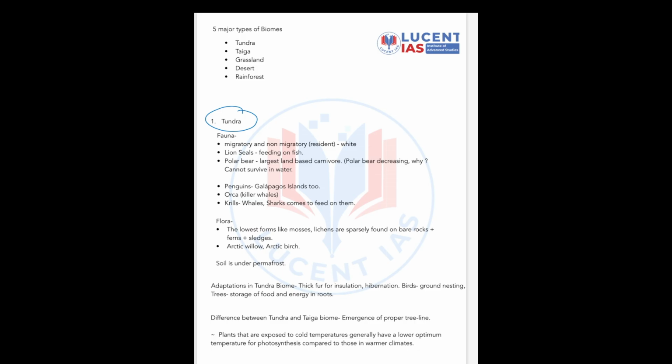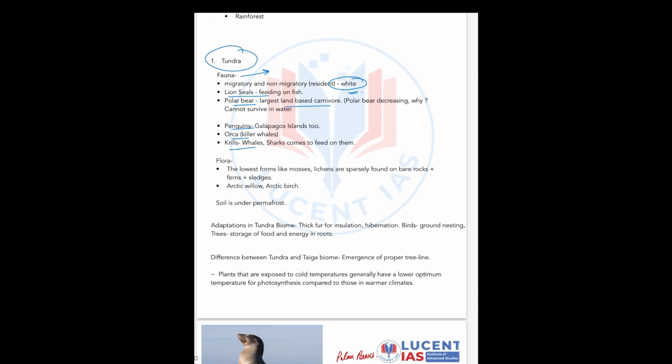So what are the kinds of fauna, that is, the animals found? One is migratory and the other is non-migratory animals. It needs to be clear that non-migratory animals are generally white in color because they live there. Then we find seals, polar bear, the largest land-based carnivore, then penguins, orca, krills.